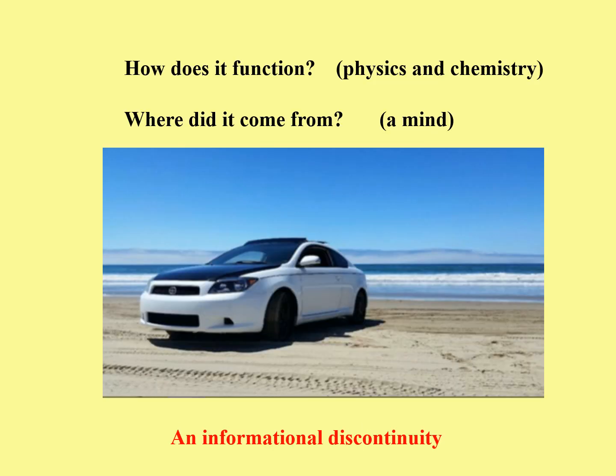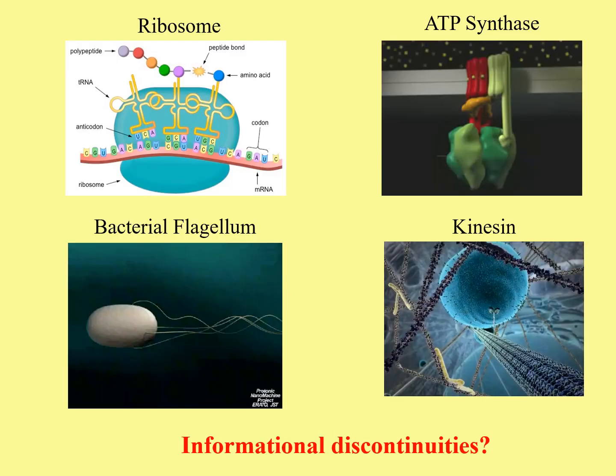Regarding other machines that we're more familiar with, we know that physics, chemistry, and engineering principles can explain how they function. But the same principles tell you nothing about where the machines came from, because for each case, the source of the machine is a mind. They are informational discontinuities with respect to unintelligent natural processes. Shouldn't the same hold true for molecular machines? Molecular machines are essential to all living systems and seem to be enormous informational discontinuities.